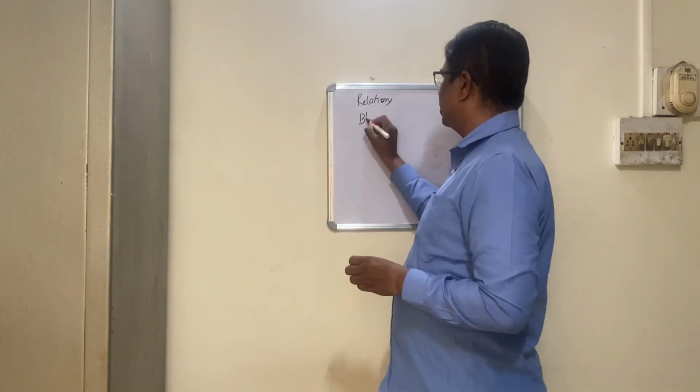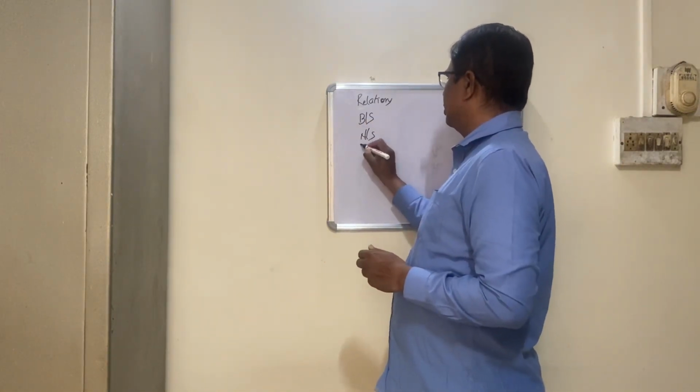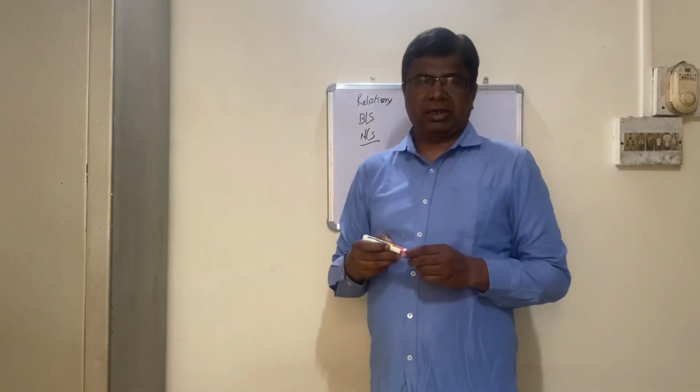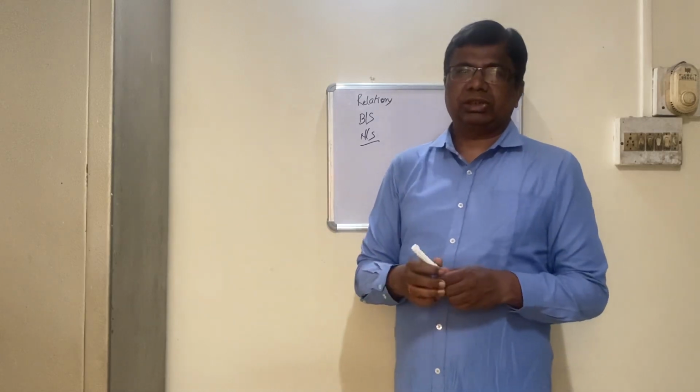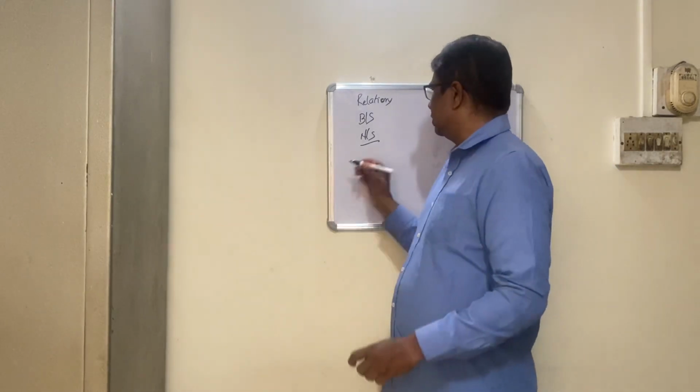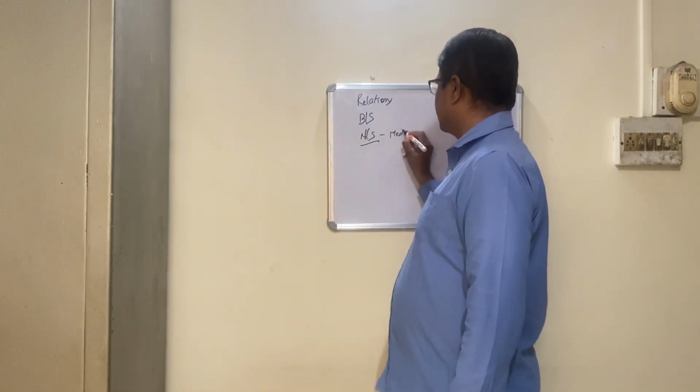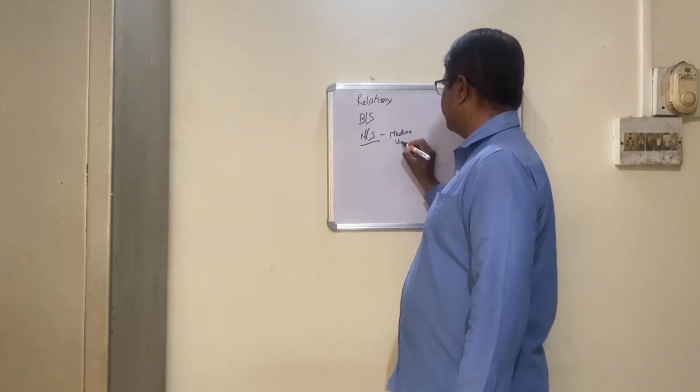Then you talk about the blood supply and the nerve supply. Blood supply is by the radial arteries and the ulnar arteries, which are going to be there. The radial arteries here and the ulnar arteries here. So the branches of these arteries are going to supply the wrist joint. The nerve supply is by the median nerve, the radial nerve and the ulnar nerve.